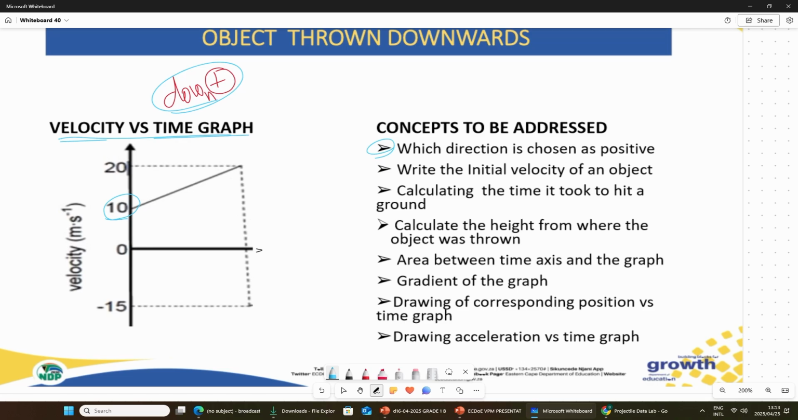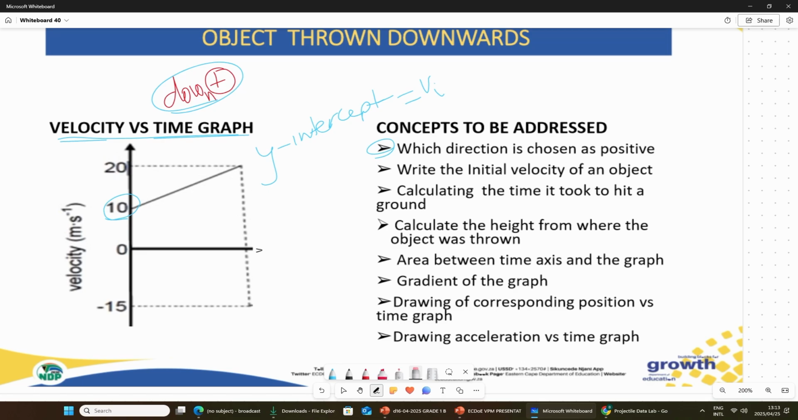On a velocity versus time graph, remember the y-intercept is equal to your initial velocity. Sorry, it's not zero, it's non-zero. So it's going to give you your initial velocity there.